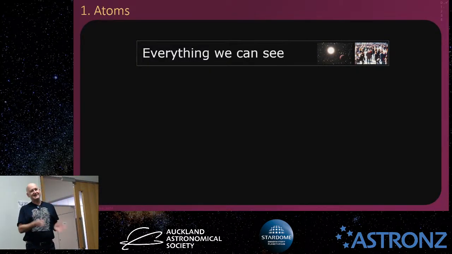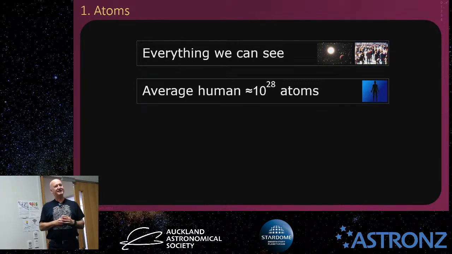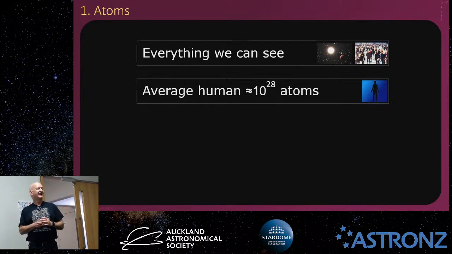That includes stars, planets, rocks, gas, dust, humans. The average human has nearly 10 octillion atoms, that's a 1 followed by 28 zeros. That would probably be about a 100 kilogram person, so most people would be under that. So that's a lot of atoms per human being.